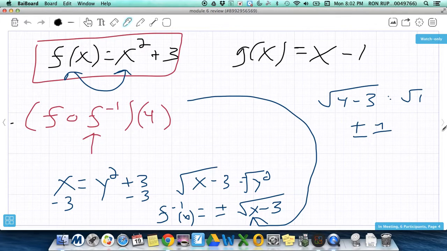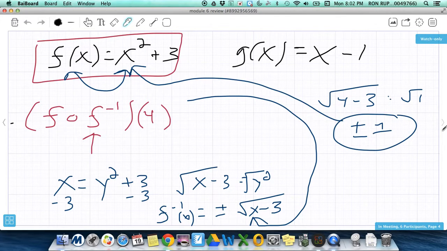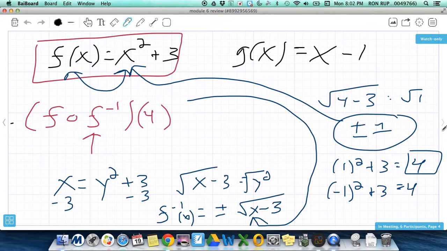So I'm going to have two answers, plus and minus 1, and I need to plug that into my original function of x. Well, the cool thing is regardless, 1 squared plus 3 will equal 4. Negative 1 squared plus 3 will equal 4. So either way, my answer to that question is 4. And so that is a type of problem you may have to do that's pretty difficult.